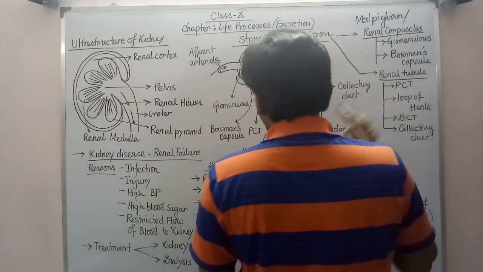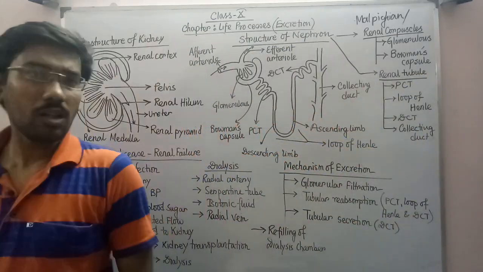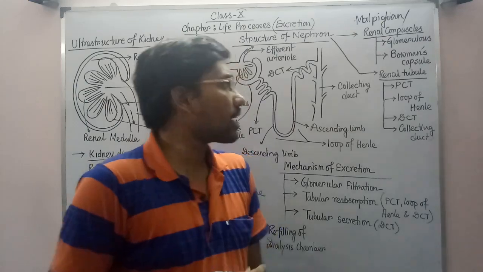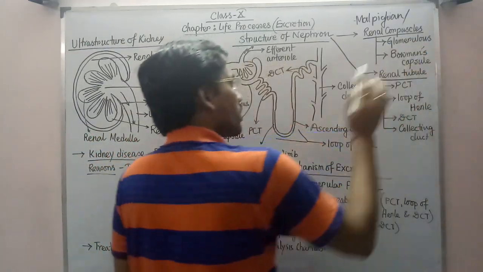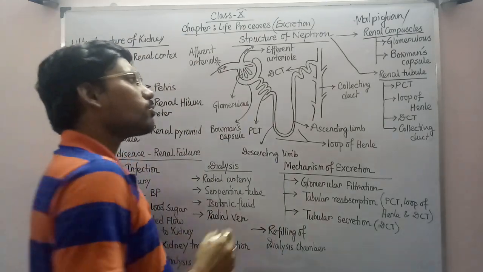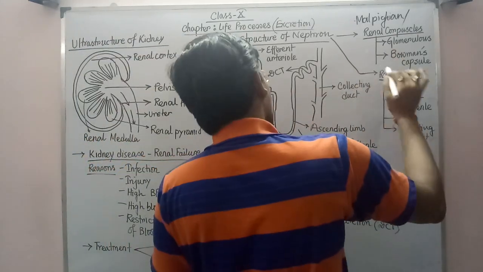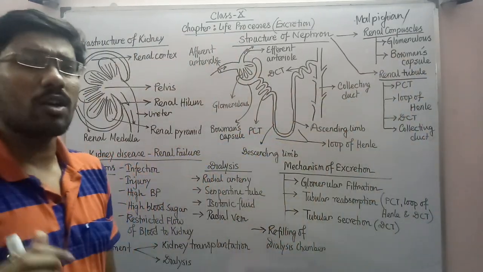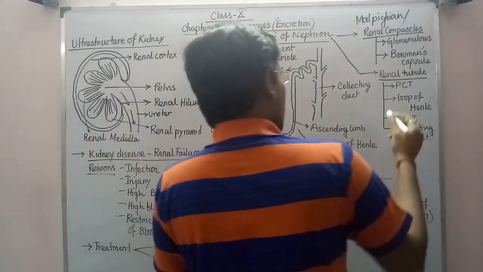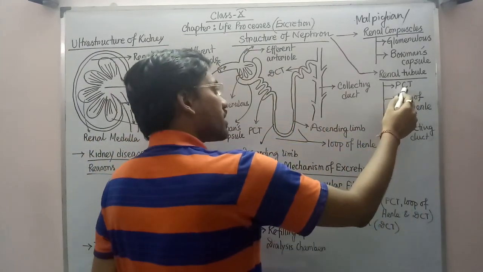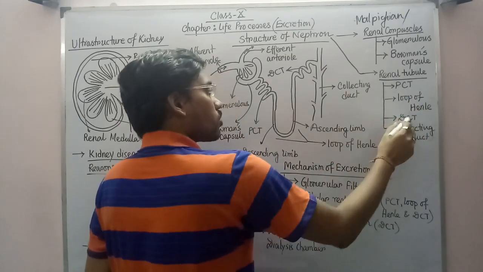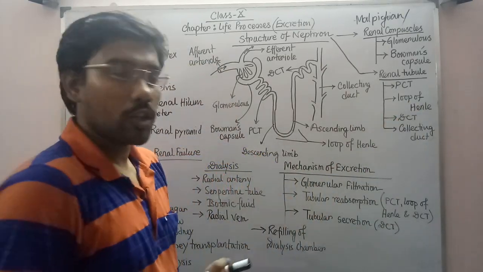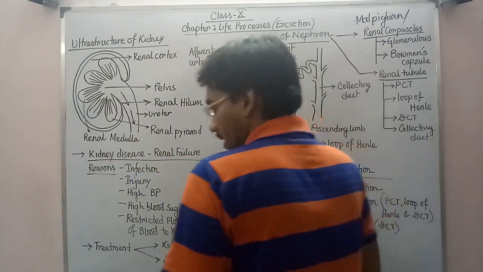The next part is the renal tubule. The Malpighian or renal corpuscle is commonly made up of two portions: one is the glomerulus, the second is the Bowman's capsule. The second part of the nephron, the renal tubule, is made up of several tubular portions. What are the tubular portions? First is the PCT, proximal convoluted tubule. Second, the loop of Henle. Third, the DCT or distal convoluted tubule, and fourth is the collecting duct.